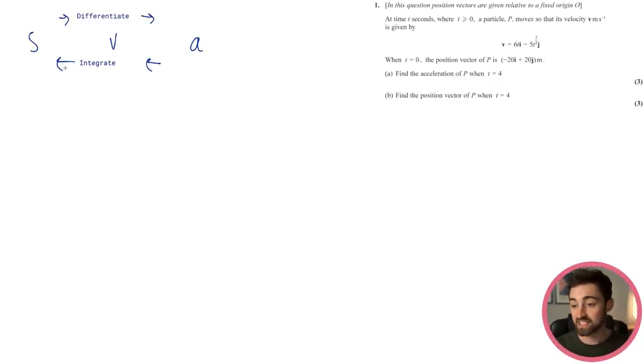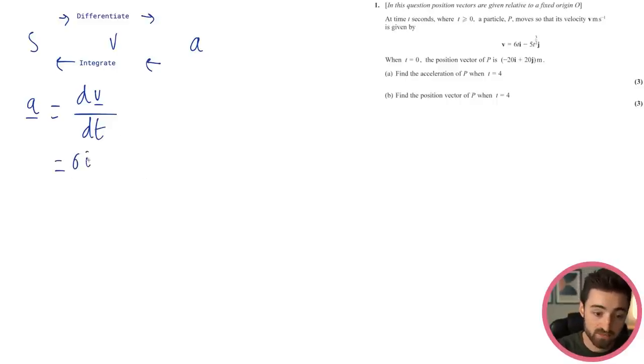In this case, it says find the acceleration, and we have the velocity. So we go, okay, I want to get to a and I'm at v, so I need to differentiate. That tells me the acceleration is dv by dt. I differentiate the velocity, straight in. We differentiate the i part and we differentiate the j part. For the i part, I have 6t, so I differentiate that and get 6. So I get 6 lots of i.